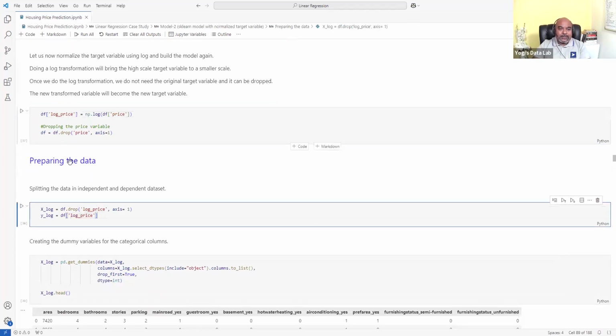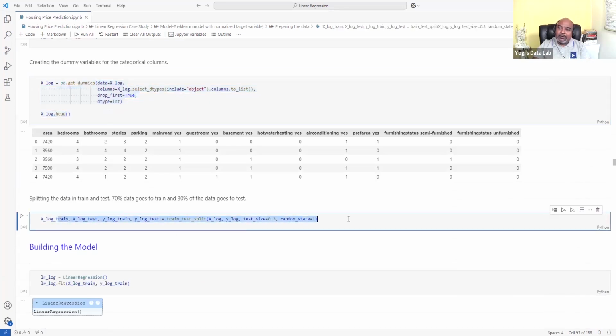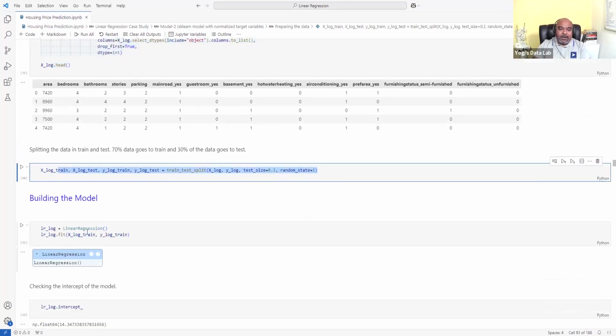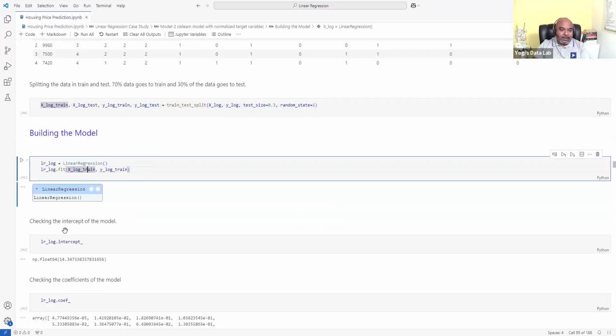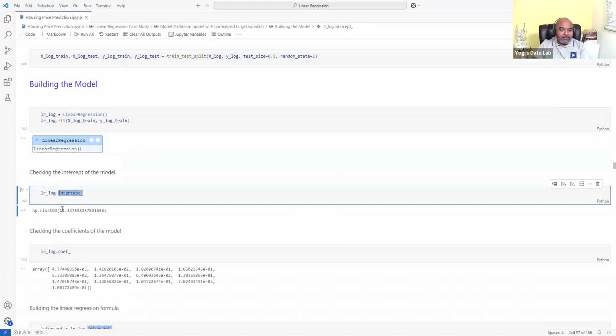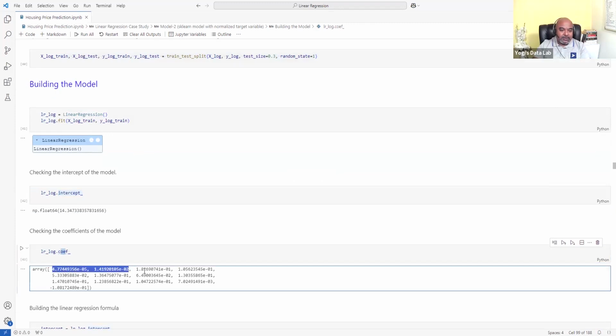Now, since I have my new target variable, which is log price, I'll again repeat the same steps of creating my independent and dependent data set, creating my dummies, and splitting my data into train and test. Now I will go ahead and build a linear regression model, the same way which we did above, just that I have changed the target variable from the original target variable to a normalized target variable. Now, when you look into the results, I have built my linear regression. I have calculated my intercept. You see the values have reduced. When you look at the coefficients, they are no more in the thousands. These are small numbers now.